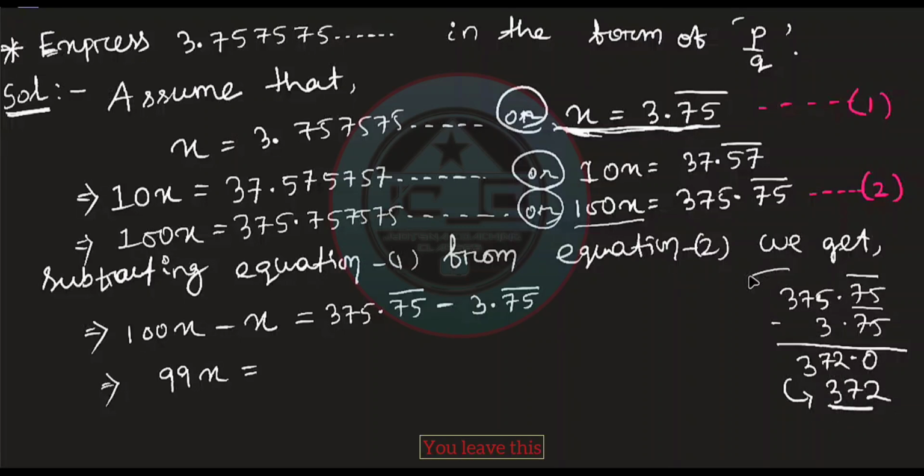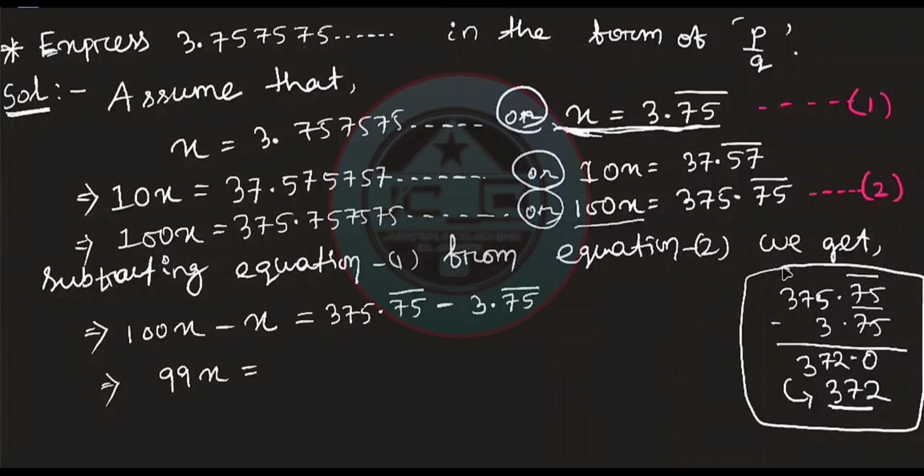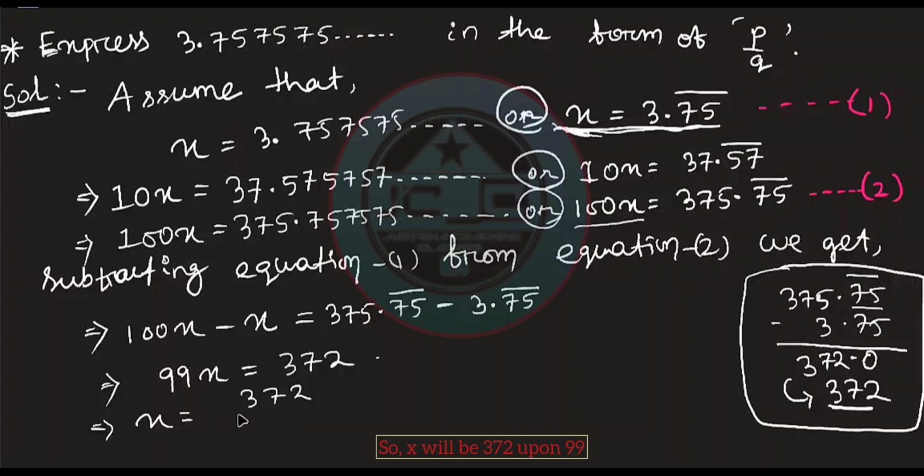So 99x will be 375.75 bar minus 3.75 bar. It would be 372, so x will be 372 upon 99, right? Is it clear or not? Okay. Now we can cancel out these things, right? We can simplify these things a bit, right?